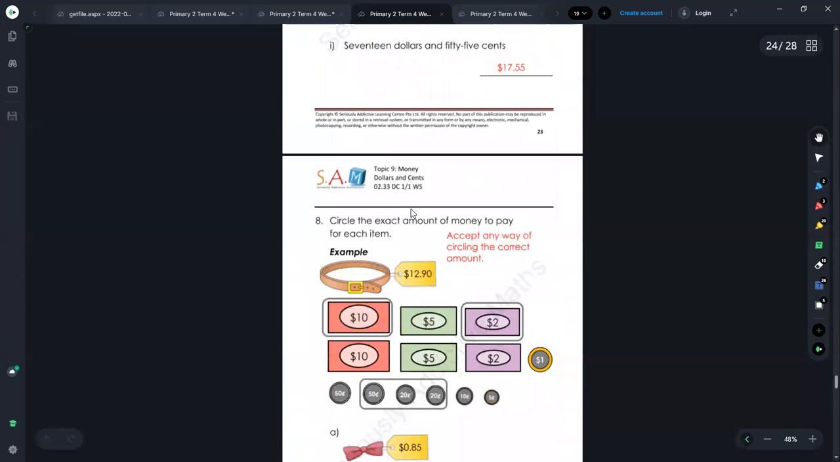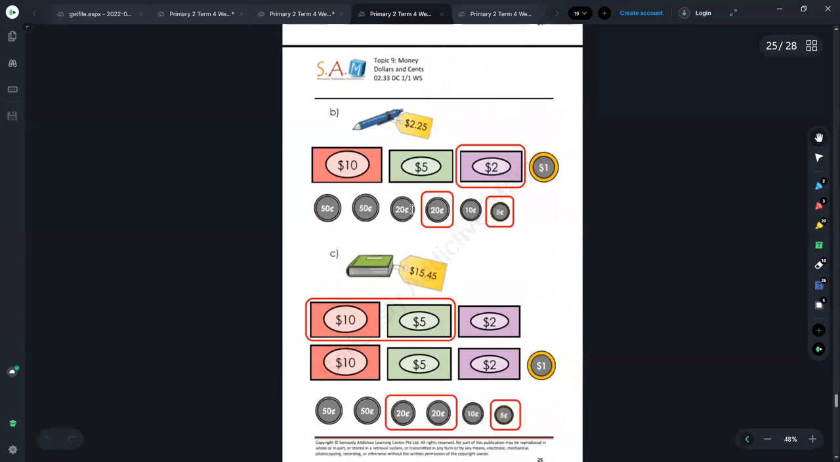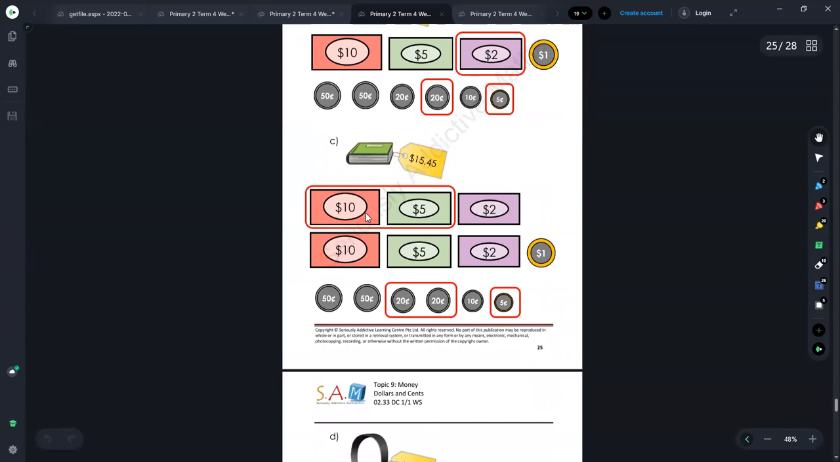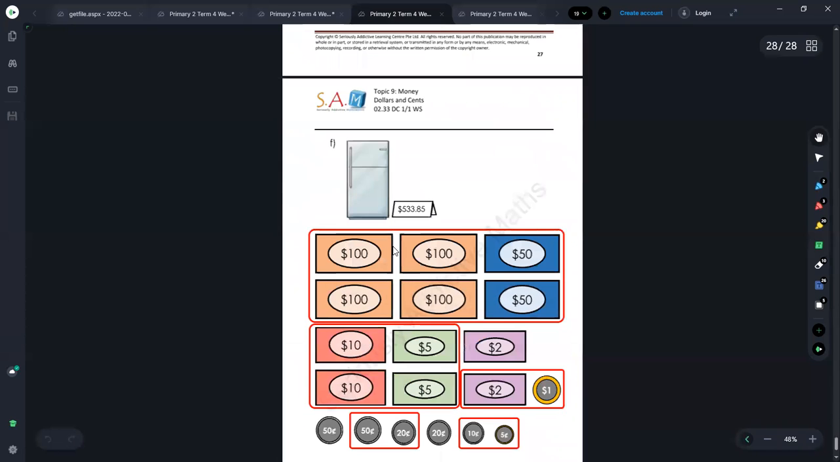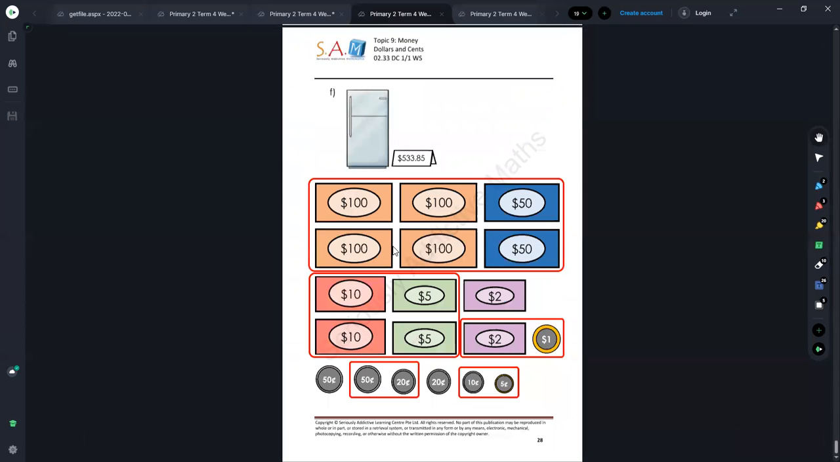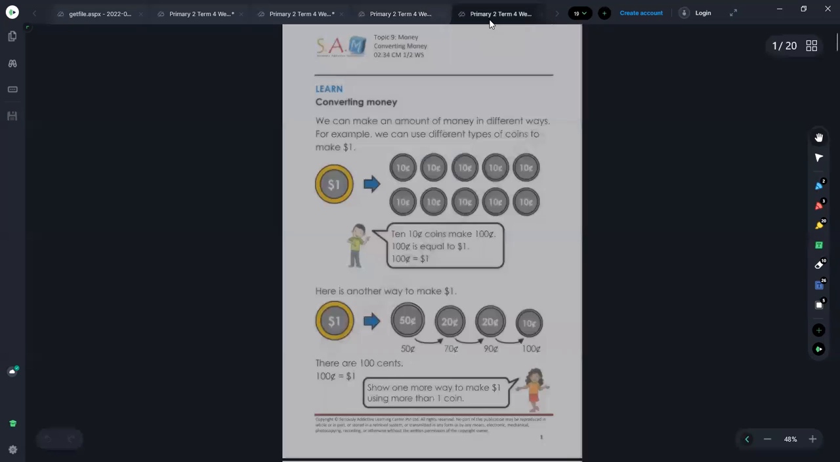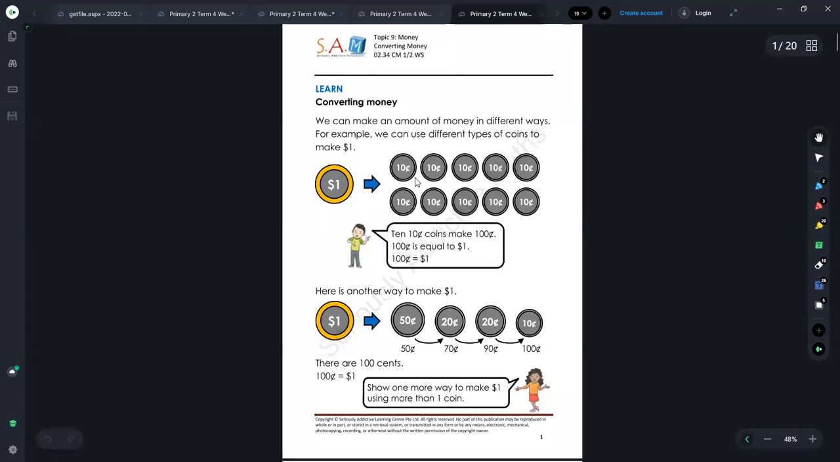So for example, if they have $15.45, they can circle a $10 note, or they can circle 2 $5 notes, $2 and $1 coins, or any combination that makes sense. So try not to do too many of these in class, because it will give you a headache to check the answers, since they have different combinations. Maybe just do one, and then it would be good to move on to the next topic.